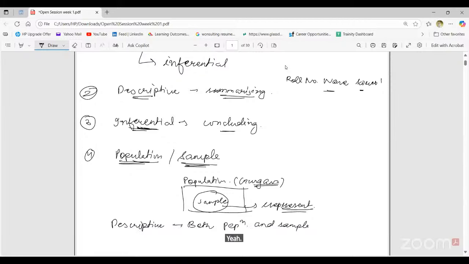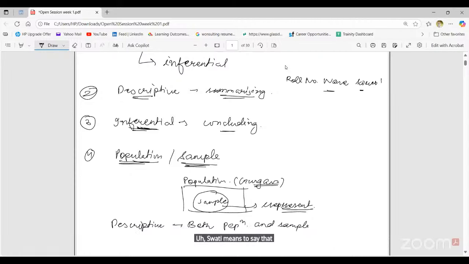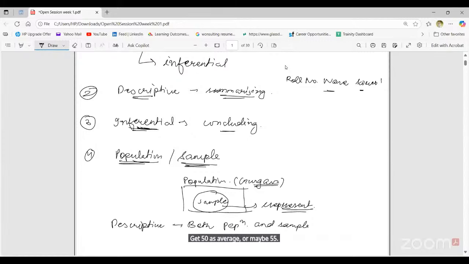Yeah, sorry to interrupt. I think you are talking about just one individual, right? I think Swati means to say that the conclusion is for the sample. Suppose the whole class's average marks might be 50. If we see the history, past examples also, maybe we can conclude that in the next exams also they can get 50 as average, or maybe 55. So not just an individual, maybe for a sample. Or maybe there's data of several years. Swati can correct me.